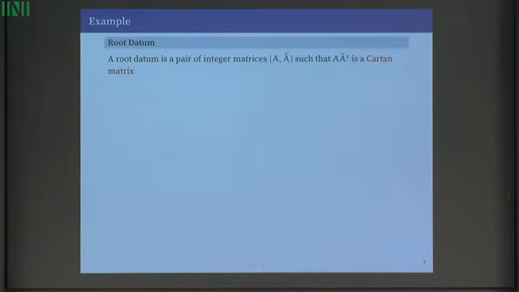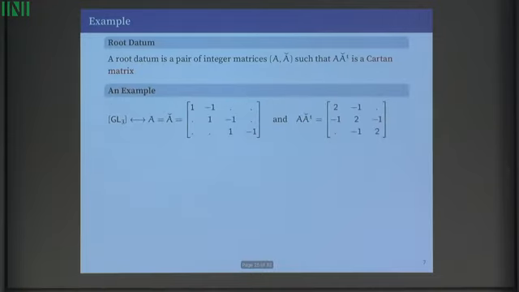So let's just keep this definition up there. In terms of GL3, this data structure is pretty easy. This is now just writing down what we had before. And the product now you can see is this, and this is the Cartan matrix of type A3.